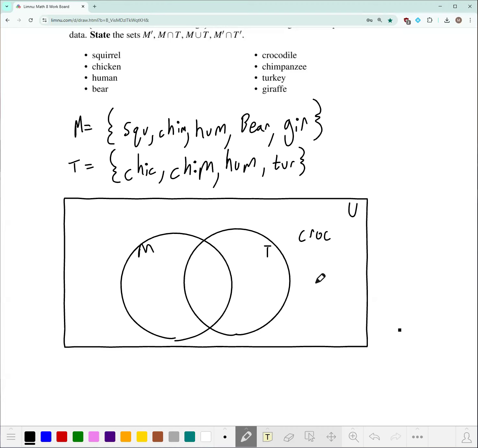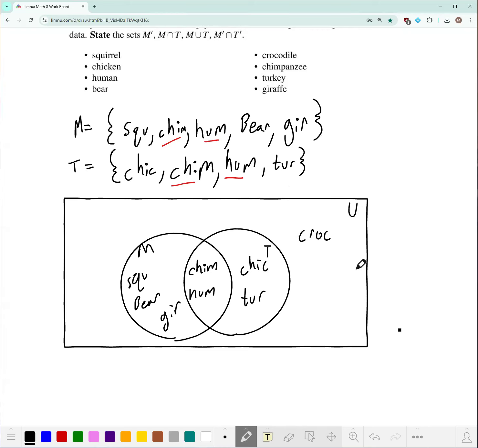Okay, the other thing to be careful of is there's a couple animals that are in both. So chimps and humans are in both of our two sets. So I'm going to actually start by looking for those two, and I'm going to make sure that they're in our intersection. So I've got chimp and human. Then I'm going to put squirrels, bears, and giraffes over here. Squirrel, bear, giraffe. And then I've got chickens and turkeys over here. Chickens and turkeys. Okay, so I have all my elements here.